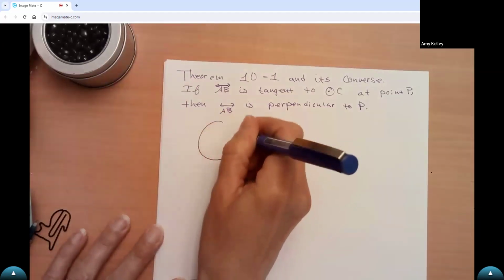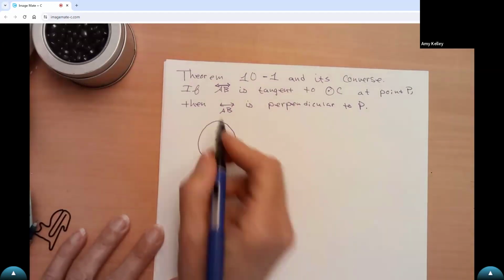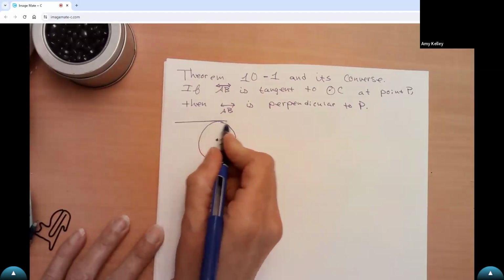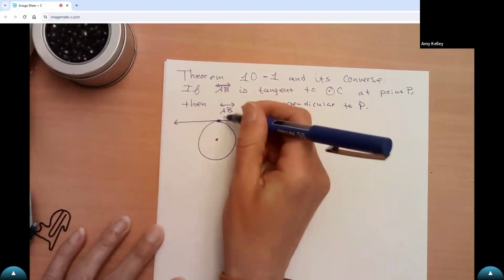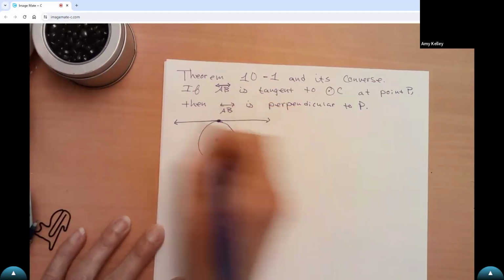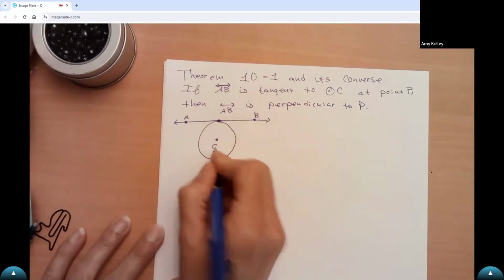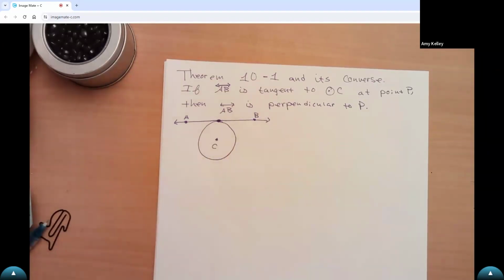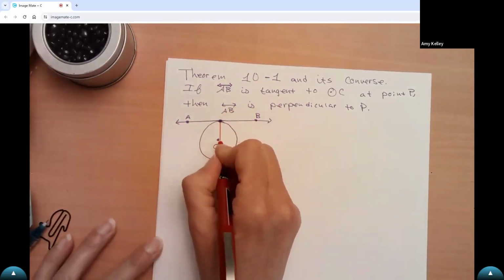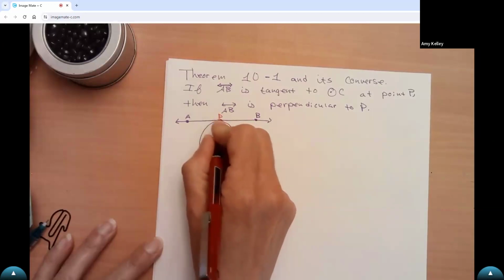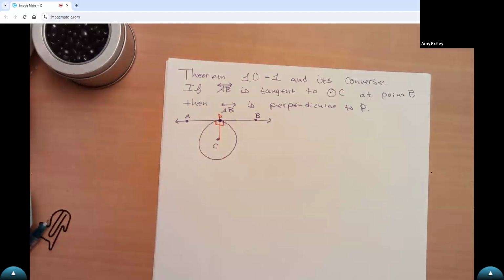Okay, it looks like this. Right. I'm going to put the tangent line up here this time, right? It can be pretty much anywhere around the circle. It can be here, it can be here. All right, so this is AB. This is circle C. All right, and so this tangent line is perpendicular at point P, right? Meaning it forms right angles.